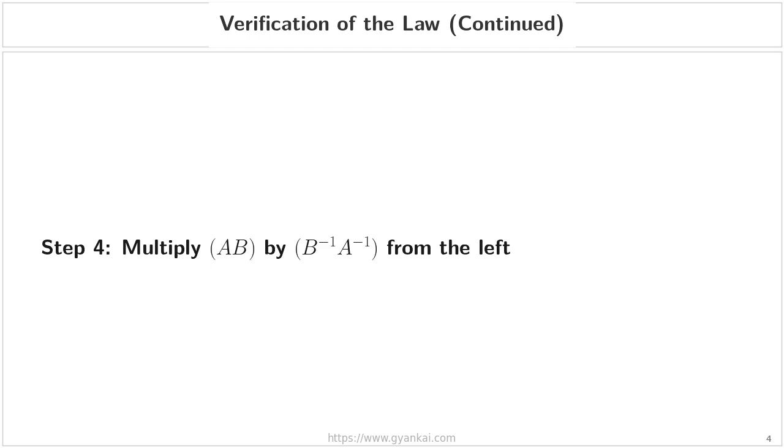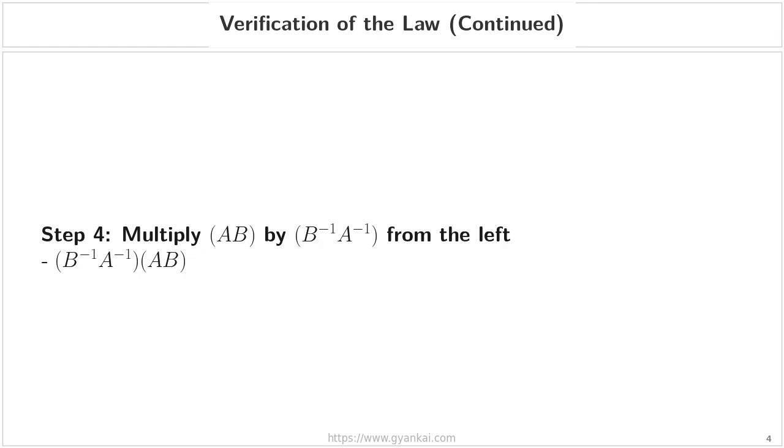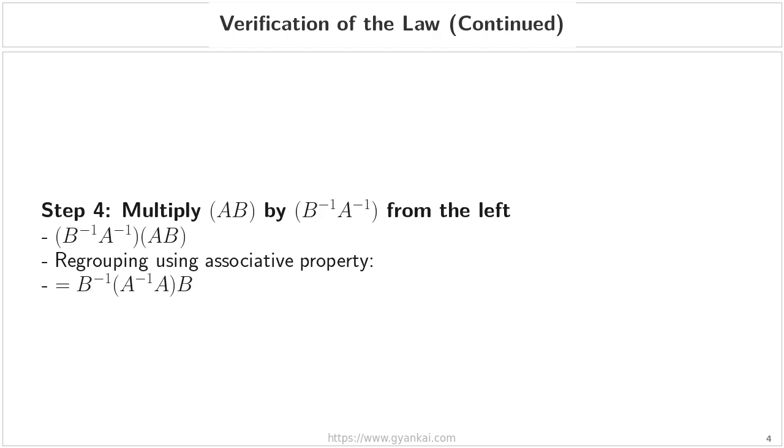In step 4, we are going to multiply the product AB by B inverse A inverse from the left. So we start with the expression, B inverse A inverse, all multiplied by AB. To simplify this, we can use the associative property, which allows us to regroup the matrices without changing the result. Notice how I've moved the parentheses to group A inverse and A together. This gives us B inverse, multiplied by the quantity A inverse times A, all multiplied by B.